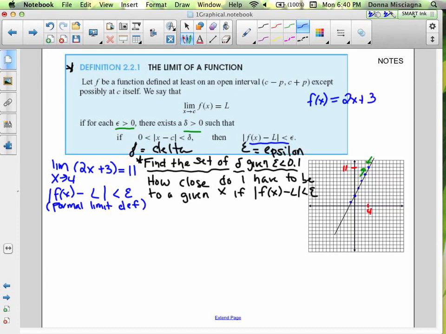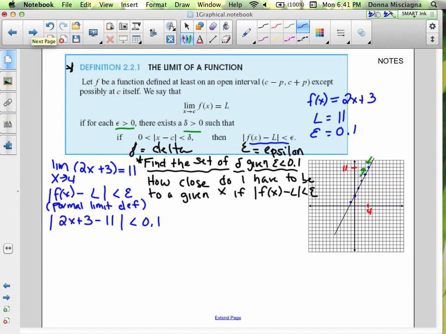All right, so now f of x, that's 2x plus 3. That's what we're taking the limit of. And the L, that's 11. That's our limit. And the epsilon, we're given that. That's 0.1. So we're going to take those values and plug them into the formal definition of the limit. So we've got the absolute value of 2x plus 3 minus 11 is less than 0.1.